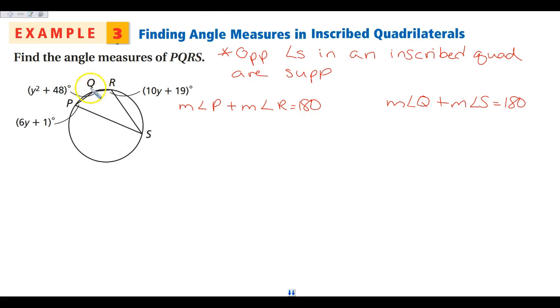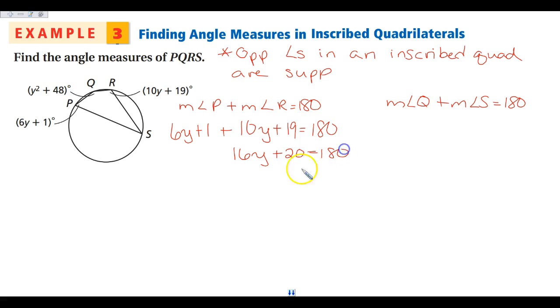So notice that Q has information here, but S does not, so I'm not going to worry about that set right now. But I have information for both P and R. So P is 6y plus 1, R is 10y plus 19, equals 180. So I'm going to combine like terms and get 16y plus 20 equals 180. All right, we subtract 20 from both sides and get 16y is 160, so y is 10.